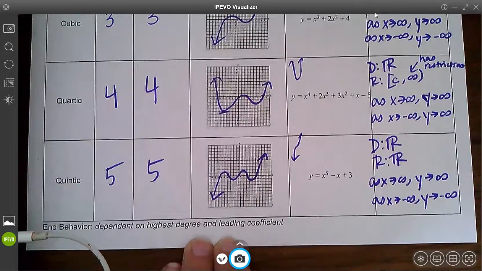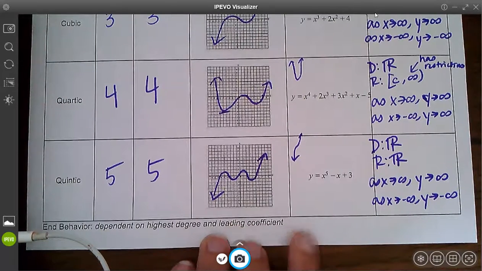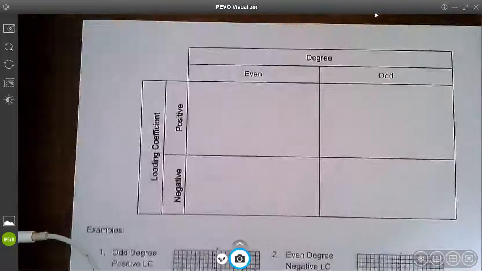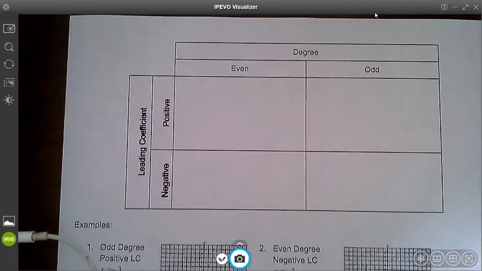Your end behavior is dependent on your highest degree and your leading coefficient. So if it's a negative out front, then you're going to switch what you got. Switch the signs of your y's. On the back, we are going to make a nice chart to help you with your end behavior and with sketching potential polynomial equations based on a certain degree and leading coefficient and some zeros.